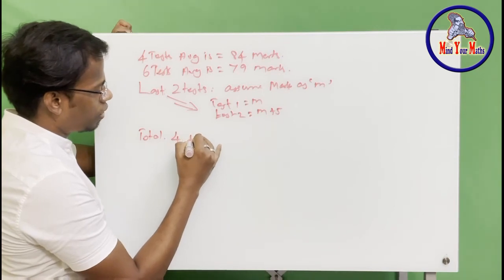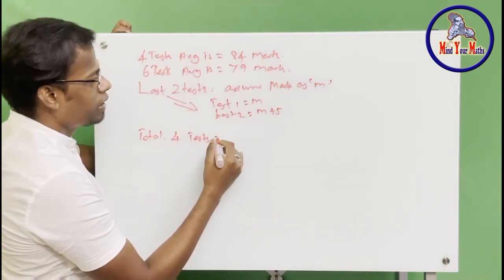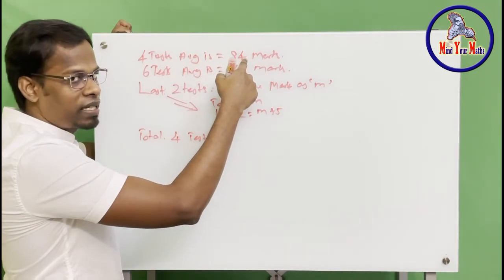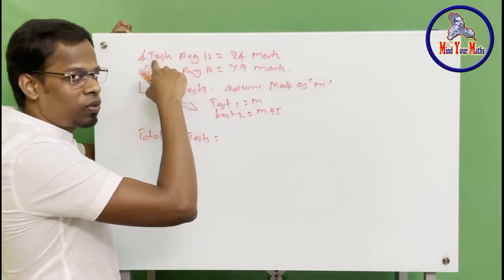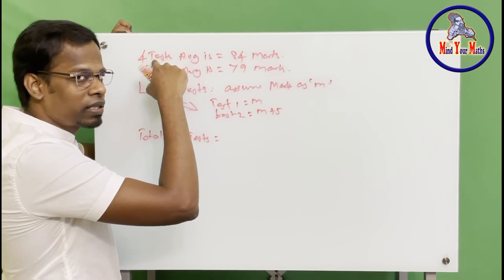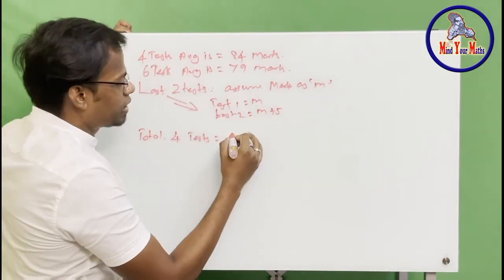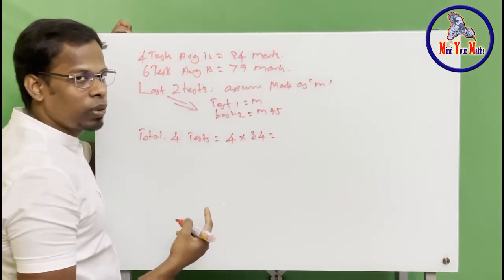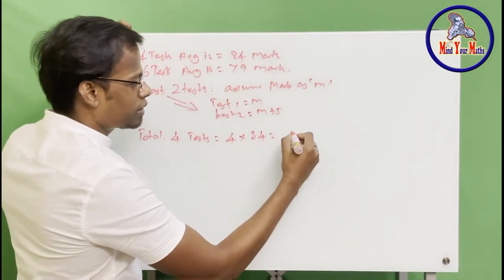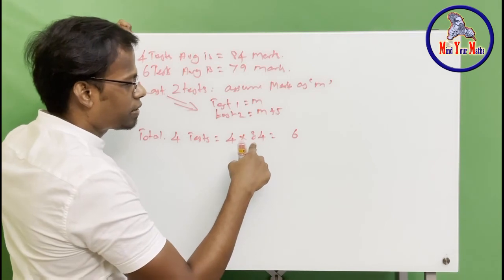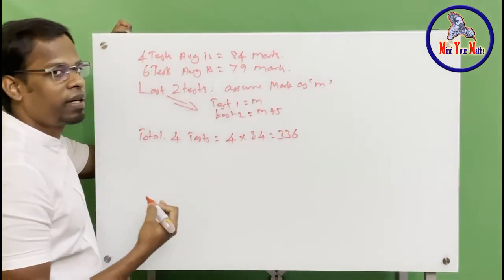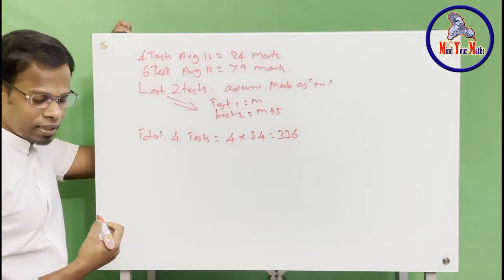Average is 84, but for all the 4 tests, what do we need to do to find the total marks? We need to multiply. Yes, exactly. 4 times 84. How much will that become? 4 times 4 is 16. 4 times 8 is 32. 32 plus 1, 33. 336 marks.